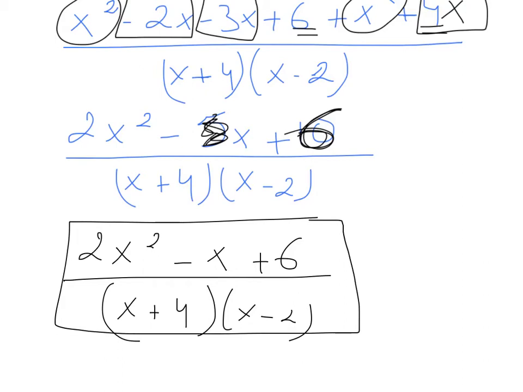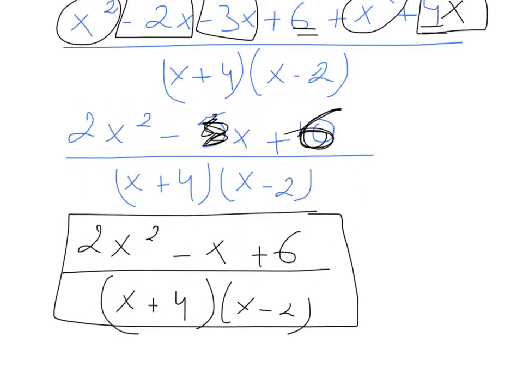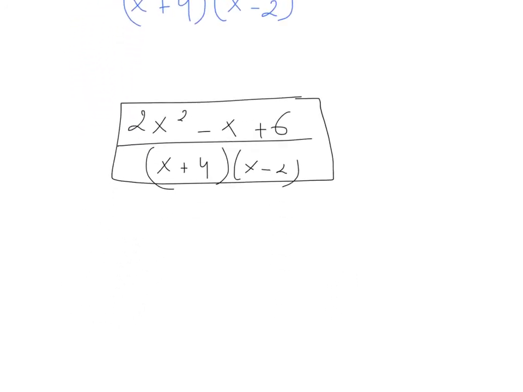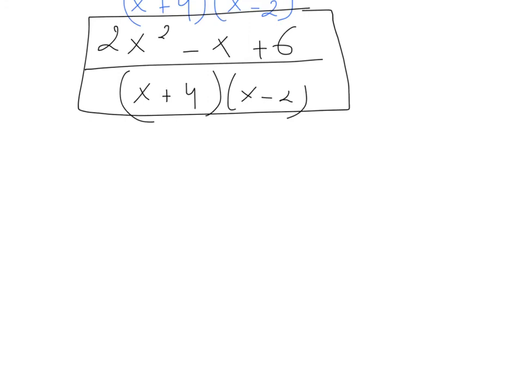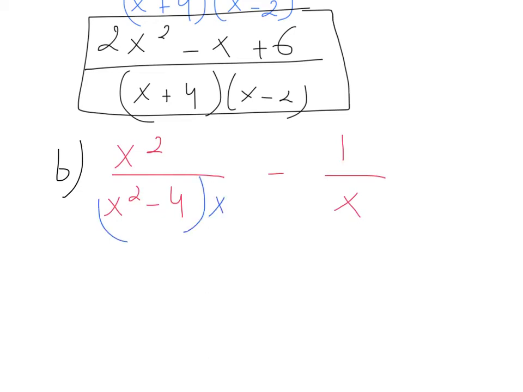Okay, so let's continue here. So now we have B. Now for B we got x squared over x squared minus 4 minus 1 over x, right? Now here we have, well, we can multiply by x here. And here we can multiply by x.